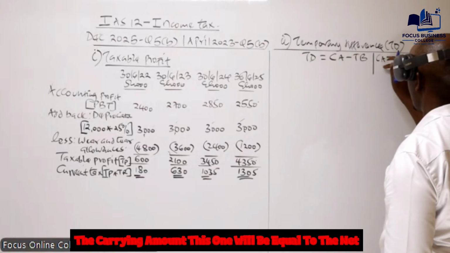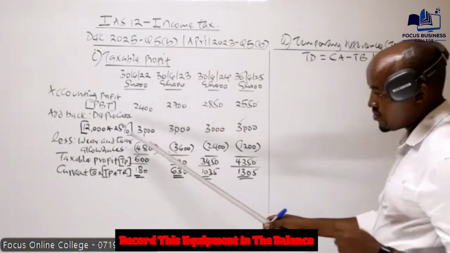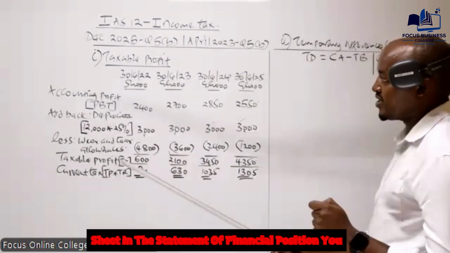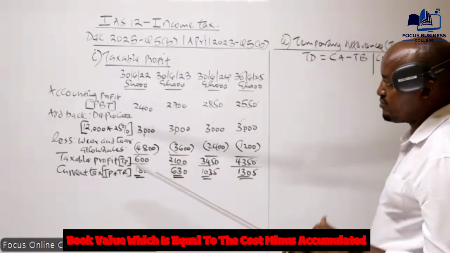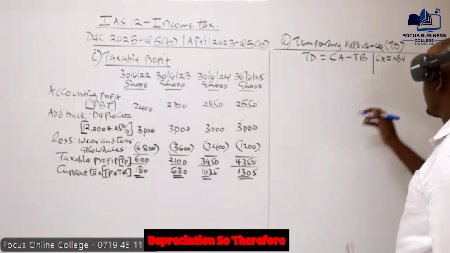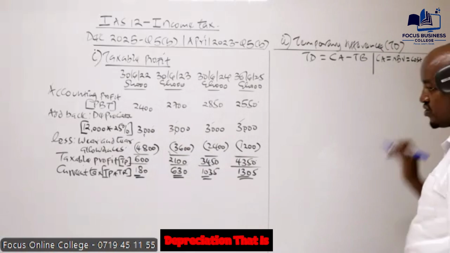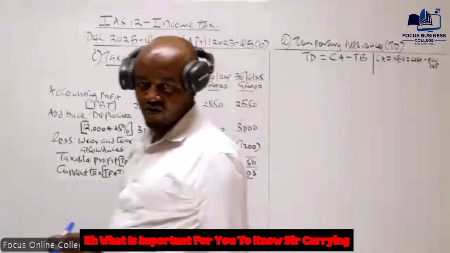The carrying amount will be equal to the net book value. Because if, for example, you're required to record this equipment in the balance sheet, in the statement of financial position, you record it at the net book value, which is equal to the cost minus accumulated depreciation. So carrying amount is equal to the net book value, which is equal to the cost minus accumulated depreciation. That is what is important for you to know there.